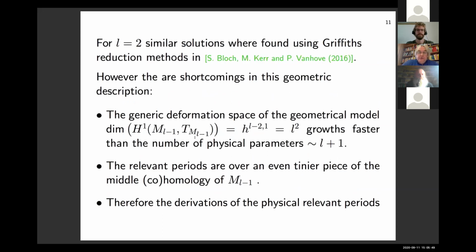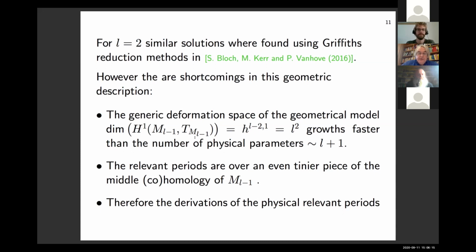So for L equal 2, there were similar solutions found using Griffiths' reduction method by Spencer Bloch and Matt Kerr and Pierre van Hove. But I have to say there are some shortcomings in this geometric description, and you can easily see that. If you think about this polyhedron, they were growing very fast with the dimension, in particular the vertices were growing very fast.